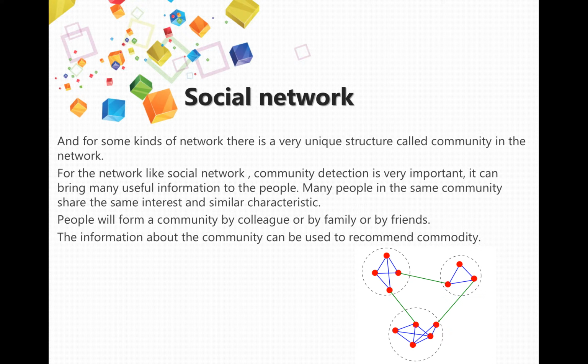And for some kinds of networks, there is a very unique structure called community. For a network like a social network, community detection is very important. It can bring much useful information to people. Many people in the same community share the same interests and similar characteristics. People will form a community through many relationships, like colleagues, family, or friends. The information about the community can be used to recommend something, like the company Amazon. It built its recommendation system on social network knowledge and information.